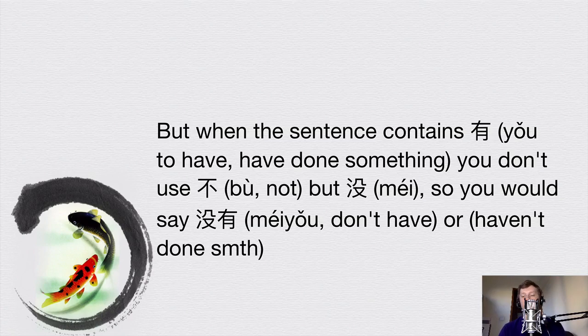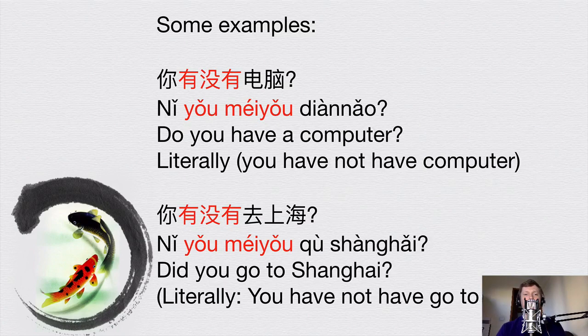没有. Okay, so that probably doesn't make sense on its own. Let me give you some examples. Here's the first one. 你有没有电脑? Literally, 你, you, 有没有, have, not have, 电脑 means computer. Do you have a computer? So you'll notice that there's actually two different words or two different characters for not in Chinese. We've got 不 and 没, but 没 is only used with the character 有 or on its own.